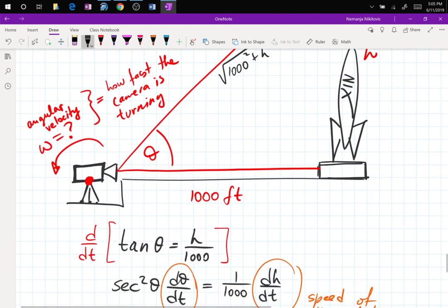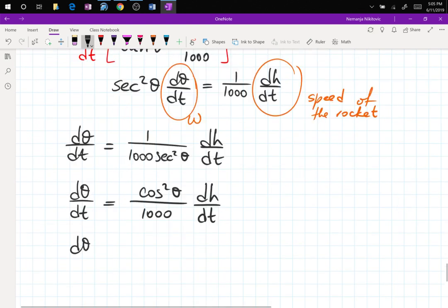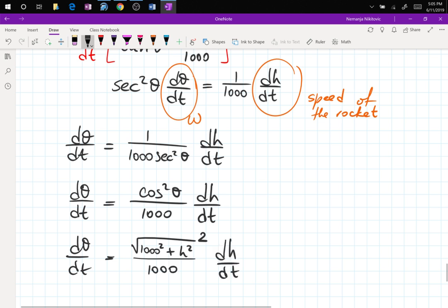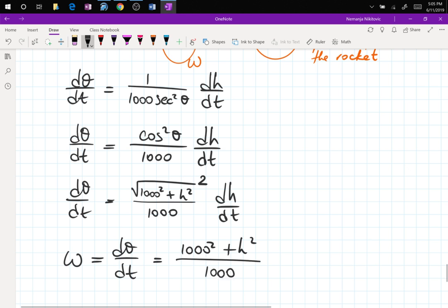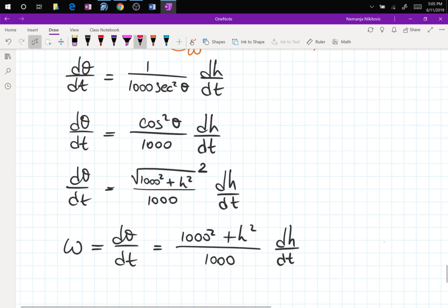So now the cosine squared d theta dt is going to be the square root of 1000 squared plus h squared, everything squared because cosine was squared, over 1000 times dh dt. So it simplifies nicely into omega equals d theta dt, which is 1000 squared plus height squared divided by 1000 dh dt. I'm sorry, I'm having trouble following all of this.